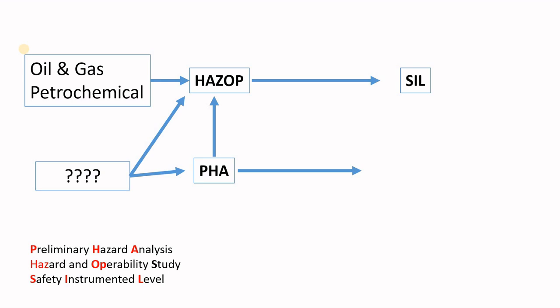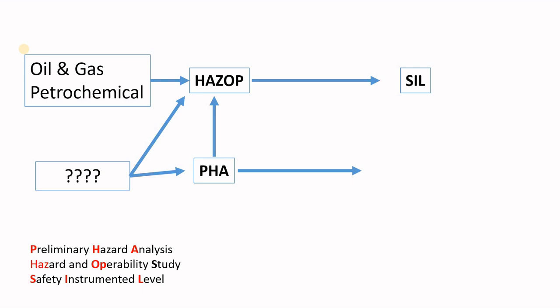HAZOP is the first step in identifying the safeguards, and after that we go into the safety integrity level study, which is the SIL. In the SIL study, we identify that the safeguard we have is adequate enough for the consequences that will be developed.